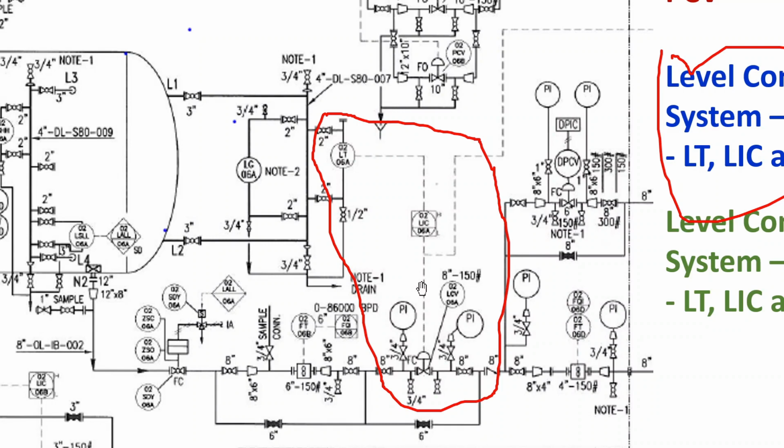The same reading is taken to a converter, which is here but not shown. The converter converts the 4 to 20 milliamps electrical reading to 3 to 15 psi for the field instrument, which is the final control element, the level control valve. That is controlling the level properly inside the separator. So: transmitter, level indicator controller, and LCV.